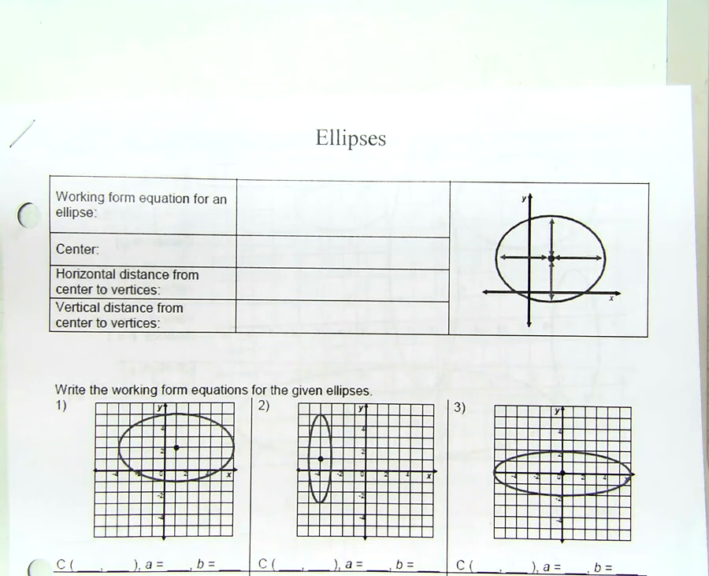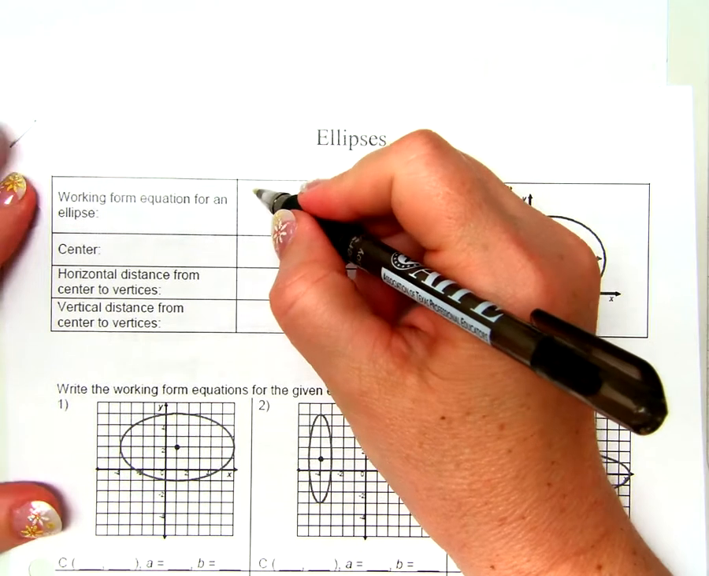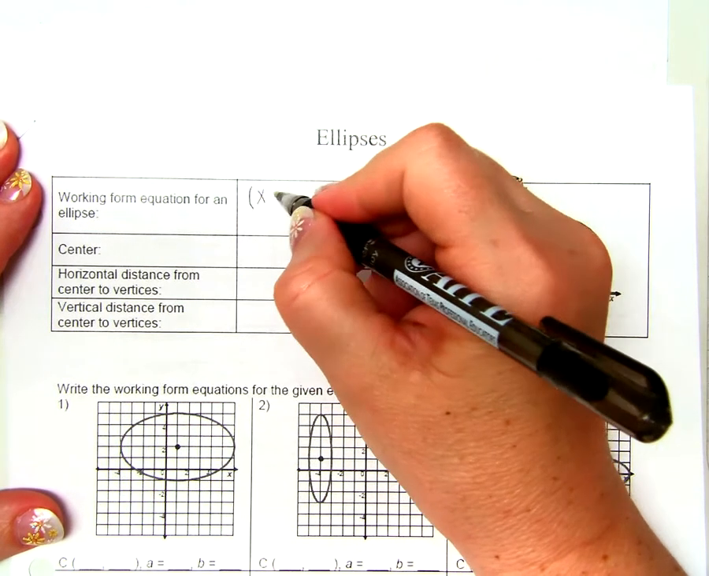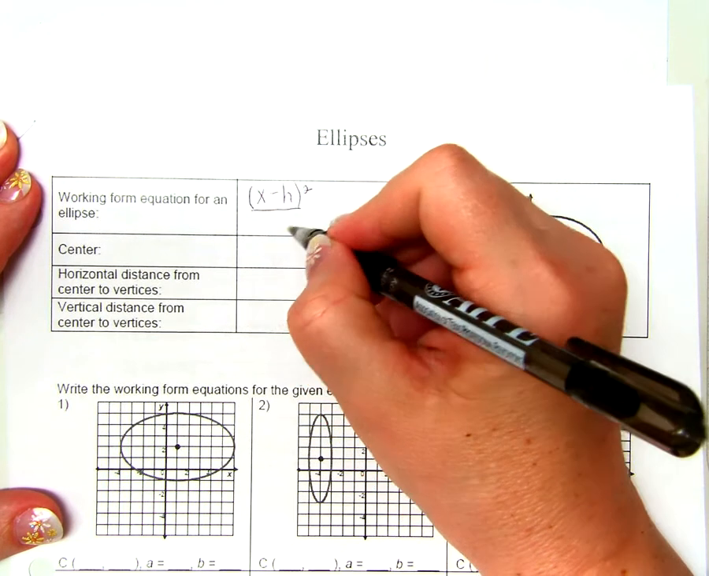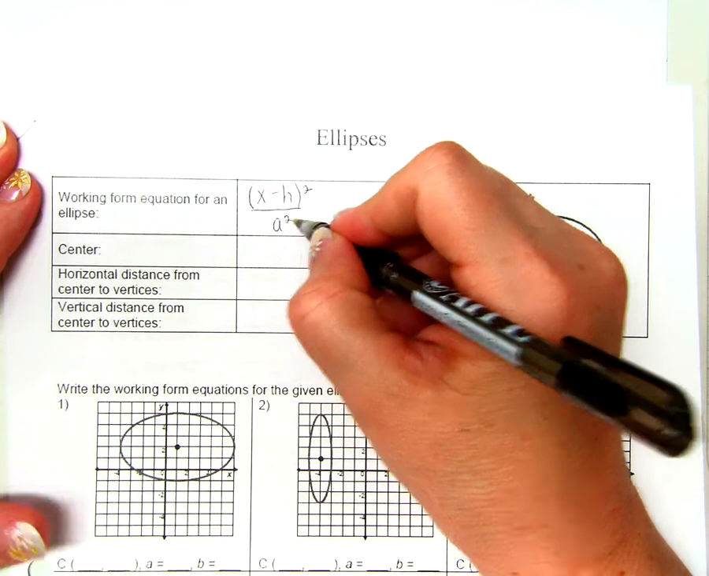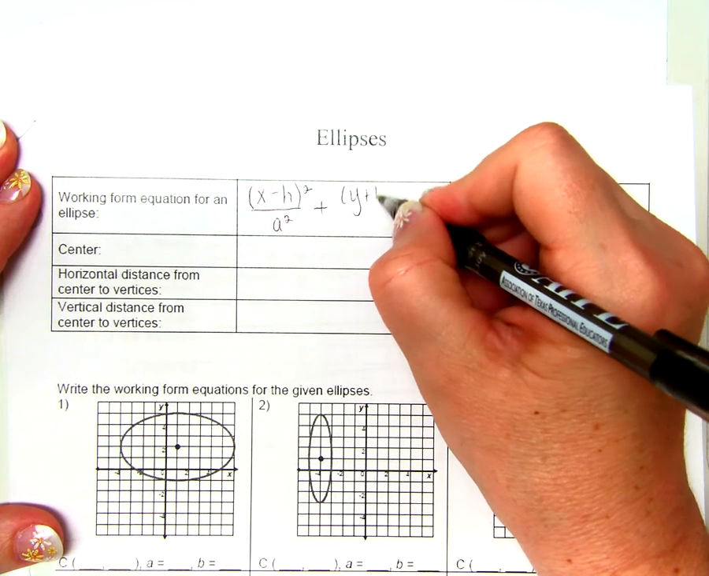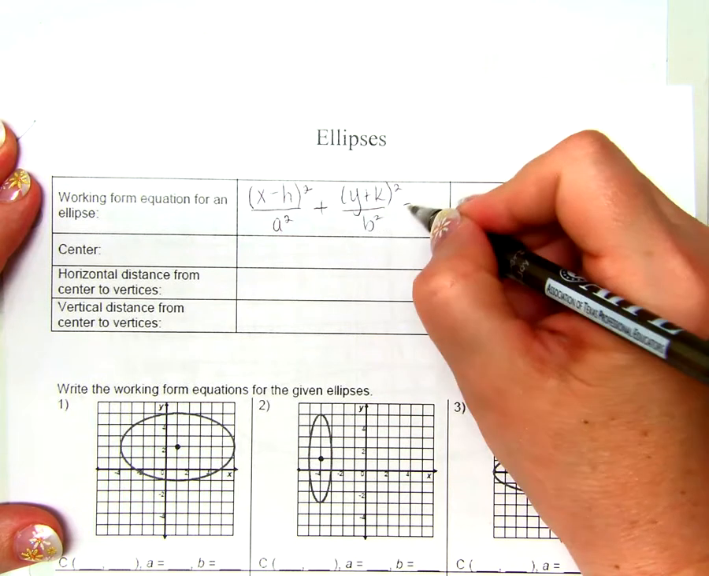So what can you fill in for me after watching the video? What of this can you fill in for me already? The equation. Okay, tell me what the equation is. (x minus h) squared over a squared, good. Plus (y minus k) squared over b squared equals 1.